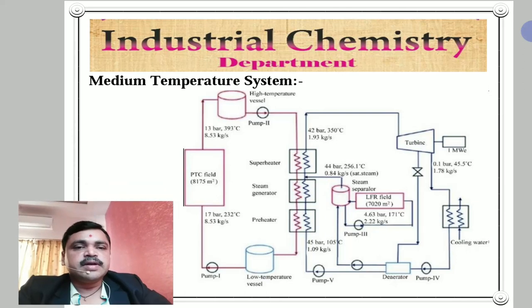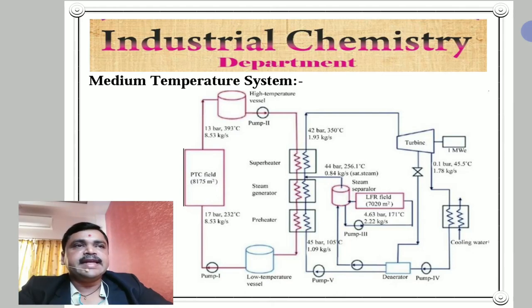Now, our last topic for this lecture is the medium temperature system. Medium temperature systems work at a maximum temperature of up to 400 degrees Celsius. We studied low temperature systems, which work at a maximum of 100 degrees Celsius. Medium is up to 400 degrees Celsius, and high temperature is more than 400 degrees Celsius. Medium temperature systems use the line focusing parabolic collector technology.